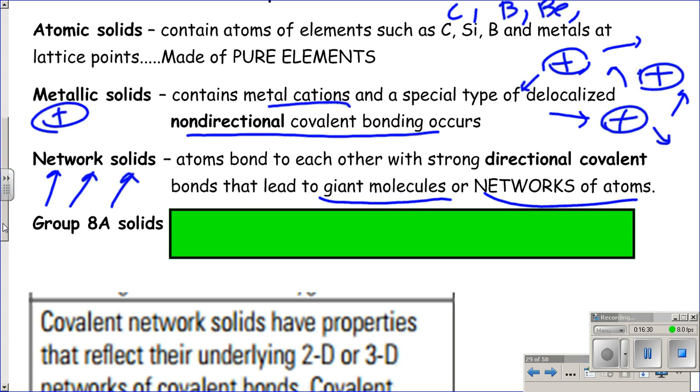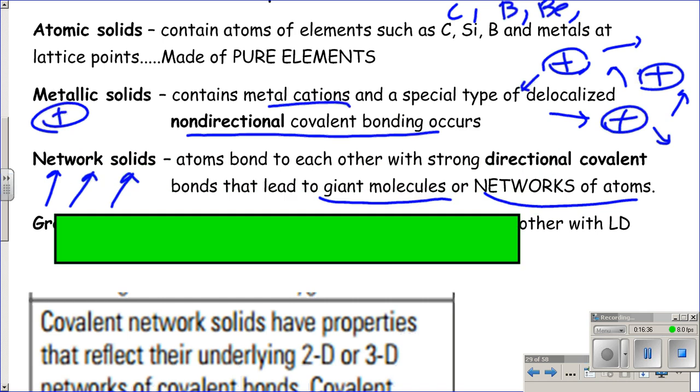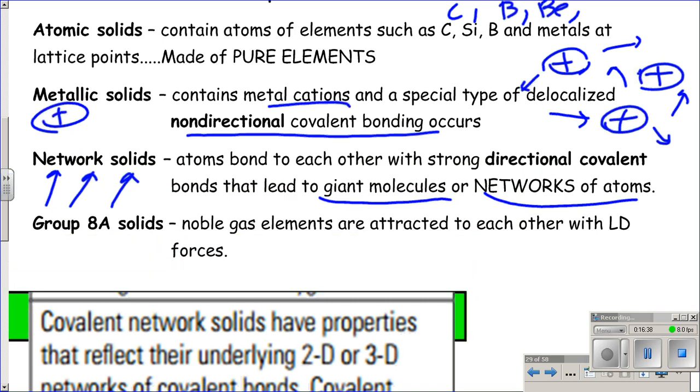Something like what? Like any group 8A, so helium, neon, etc. You've probably heard of, maybe, you ever heard of liquid helium? Liquid helium, it's a coolant? Yeah. Okay, so liquid nitrogen is definitely a coolant, but liquid helium is as well, but sometimes you can get it down to solids.